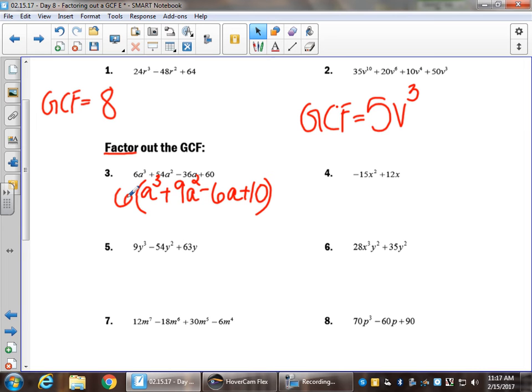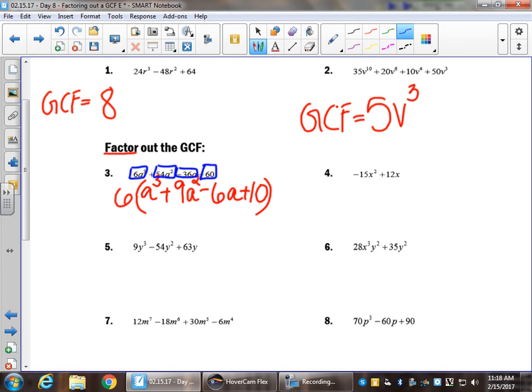Let's try number 4. Okay. So essentially, we're dividing. Once you understand how we find the GCF, we're essentially taking each of these terms and dividing them by 6. 6a cubed divided by 6 leaves us with an a cubed. 54a squared divided by 6 leaves us with a 9a squared. Negative 36a divided by 6, negative 6a is left, and 60 divided by 6 is 10. Okay?